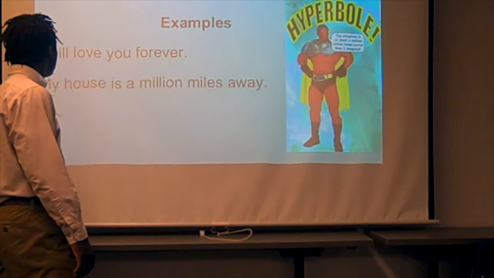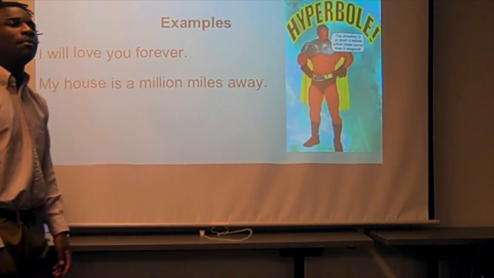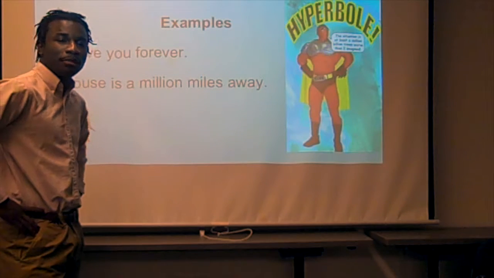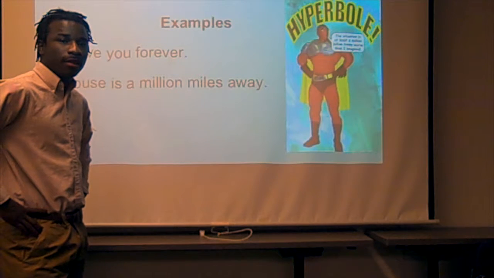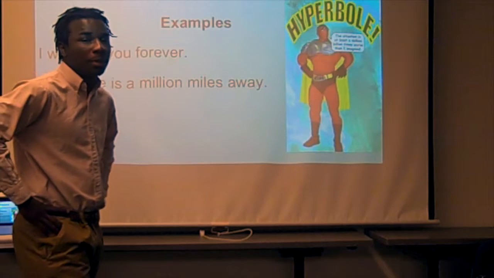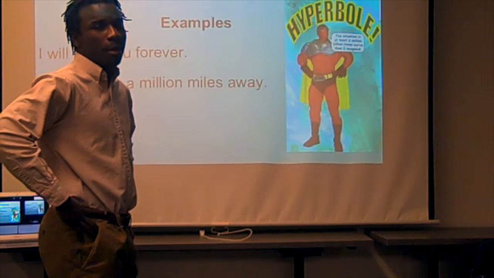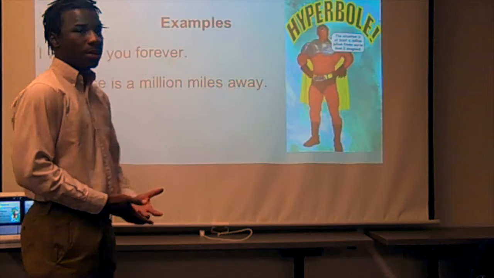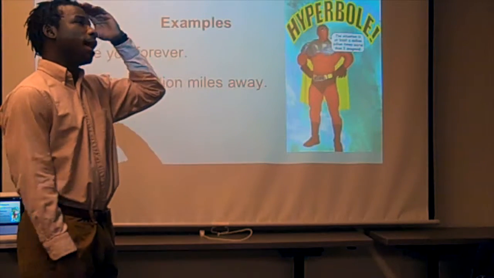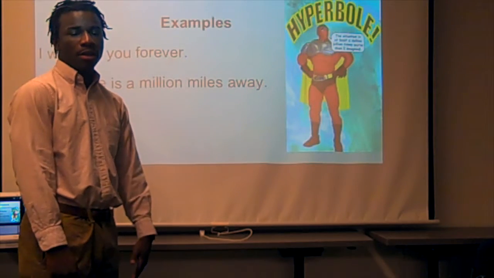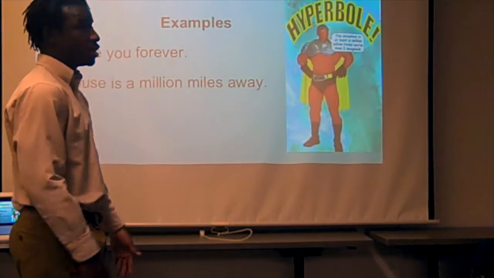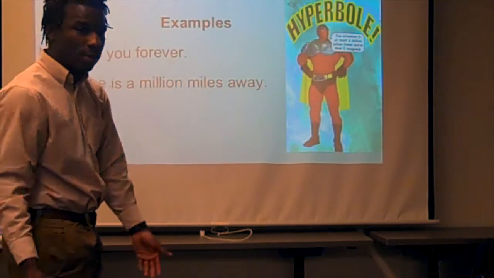Okay, another example. My house is 1,000,000 miles away. Now, whose house is literally 1,000,000 miles away? I know my house is pretty far. I live in Georgia, but my house is not 1,000,000 miles away, okay? That's an extreme exaggeration to get your point across. So it's saying, oh my gosh, my house is so far from here, you know? So I say it's 1,000,000 miles away. That's an extreme exaggeration to give a certain effect, okay?